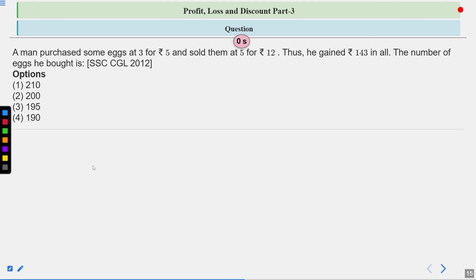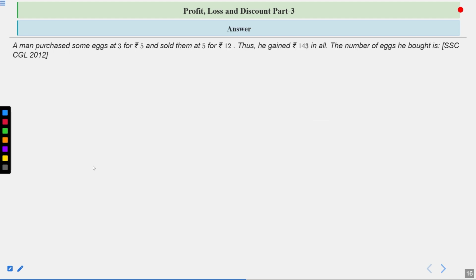Now time's up. Let's see the solution of this question. The question says that a man purchased some eggs at 3 for 5 rupees and sold them at 5 for 12 rupees. Thus he gained 143 rupees in all. We can calculate the cost price of one egg and the selling price of one egg, then take the difference and calculate the number of eggs. The correct answer of this question is the third one, which is 195 eggs. Now see the detailed solution of this question.